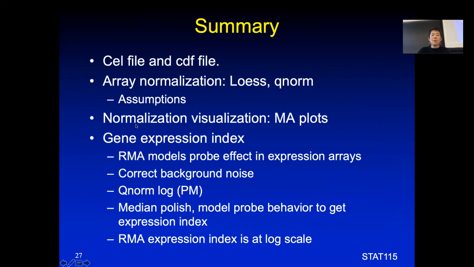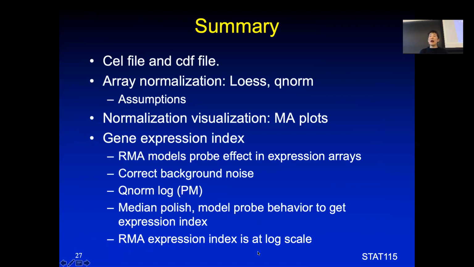In order to know whether you are normalizing well, you use the MA plot to look at the difference of value across a different range of concentrations. And this should be close to the 0 line if the normalization is correct. And for the expression index, where you summarize all the probe set into a single number to look at the expression level of a gene in that sample, we use robust multi-chip analysis, which includes, first, you correct the array background, you do quantile normalization, you take log, and then use median polish to iteratively estimate the probe behavior and the expression index.